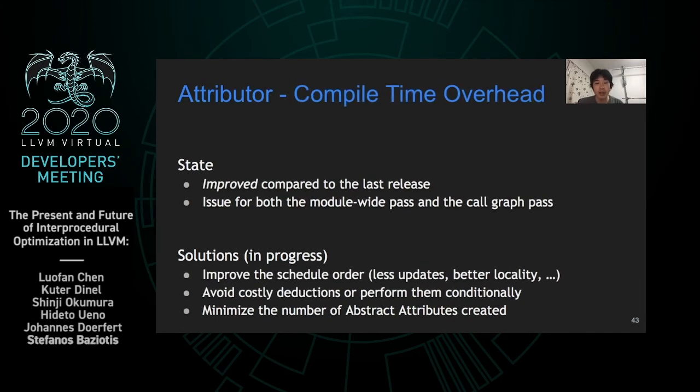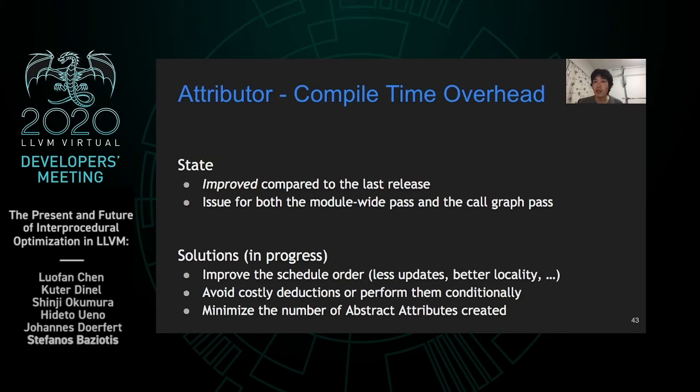Similarly, there is a compile time regression. It has improved, but we have to improve as well. We are now working on the scheduling of updates of the state. In this kind of fixed point iteration, the scheduling of the update is really important. And we recently disabled some costly deduction by default.